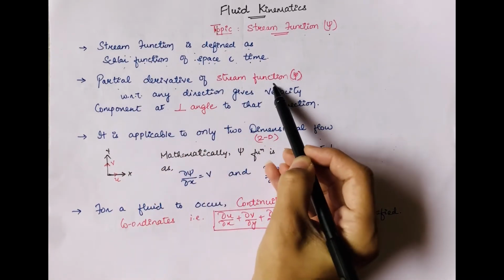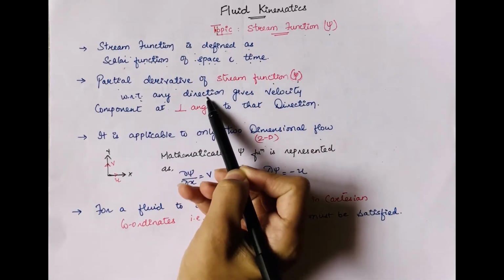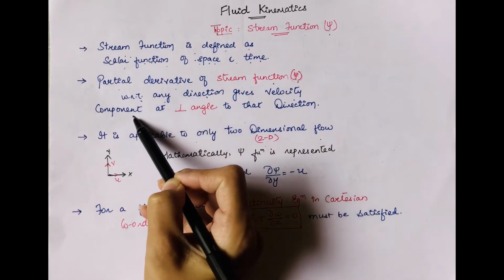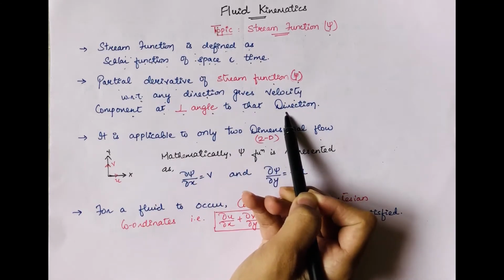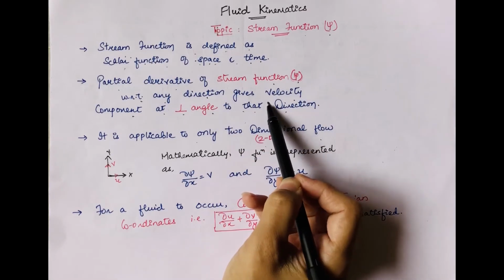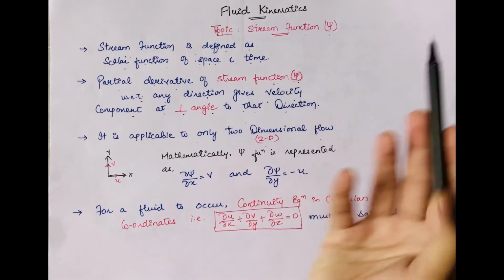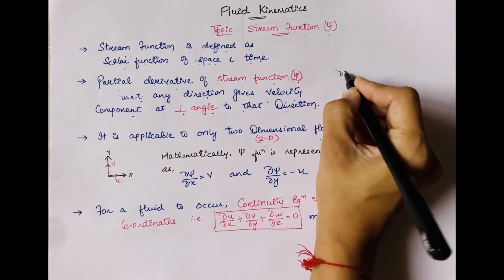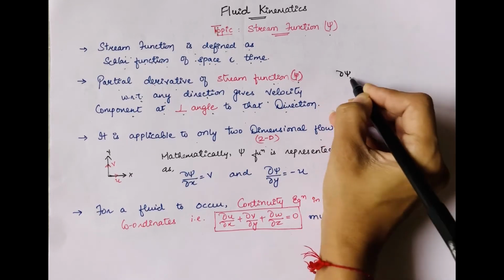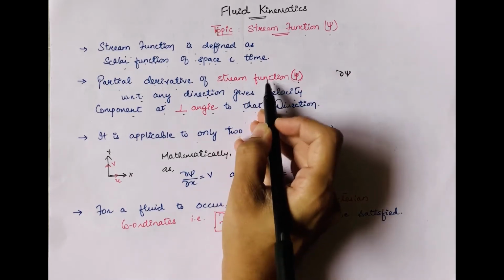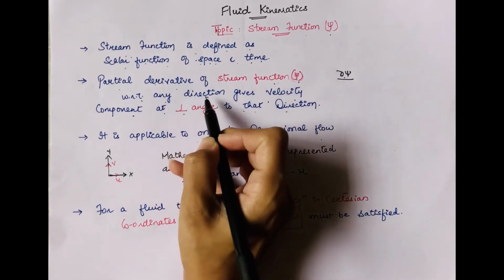Partial derivative of stream function, that is psi, with respect to any direction gives velocity component at perpendicular angle to that direction. So let us understand this term mathematically. Here it is written that partial derivative of stream function, say delta psi. Psi is the symbol for stream function. So partial derivative of stream function with respect to any direction.